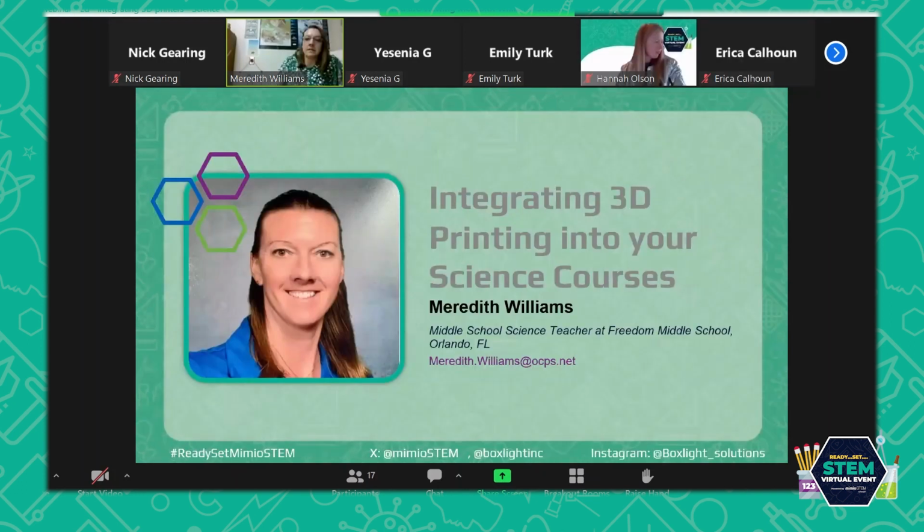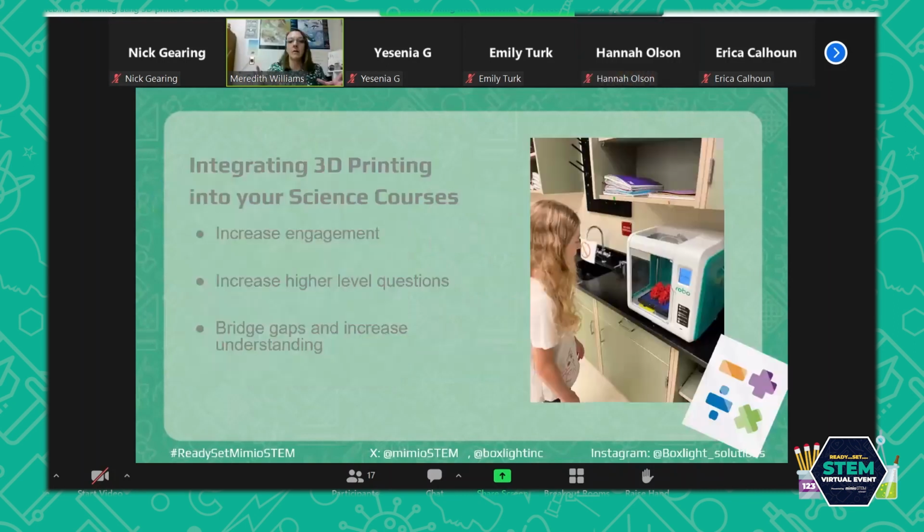So why do I use 3D printing? It increases engagement. It gives the students something to do. Now I work in a digital school, so each of our students has a laptop, and they're very fixated on that laptop, just like they're very fixated on all types of electronics. But I want them to be able to manipulate and hold other things.